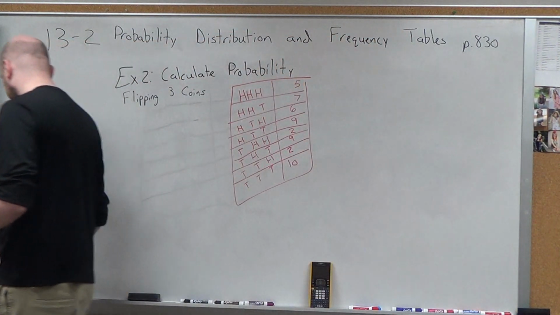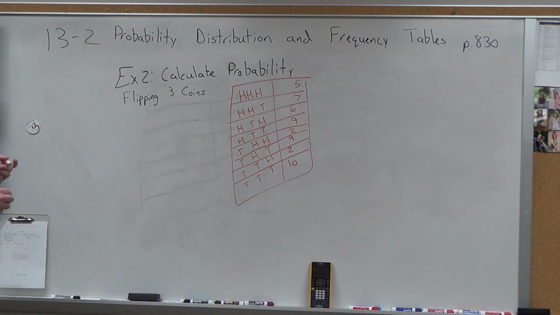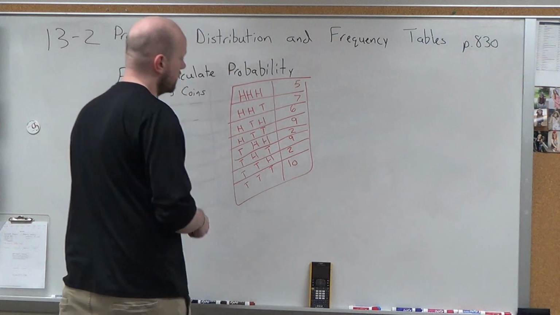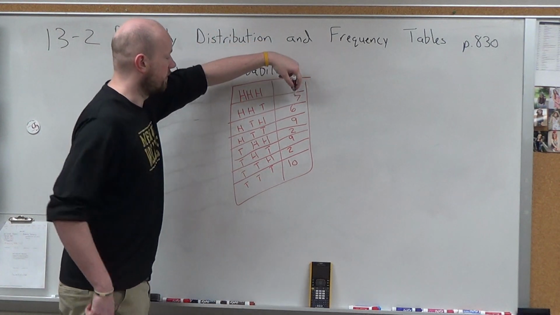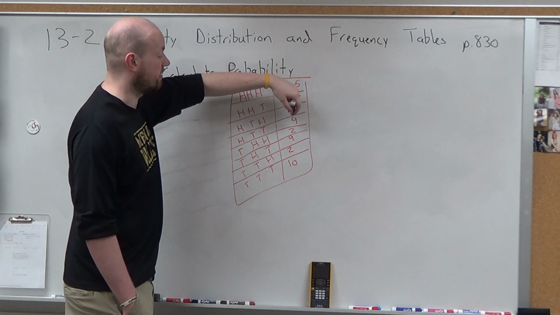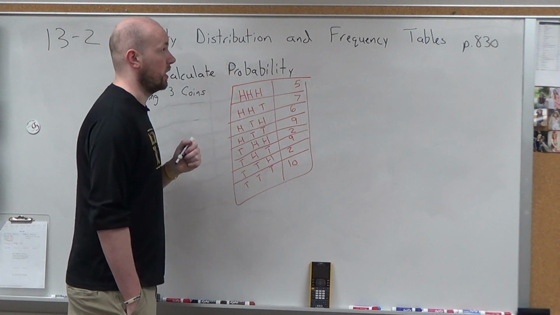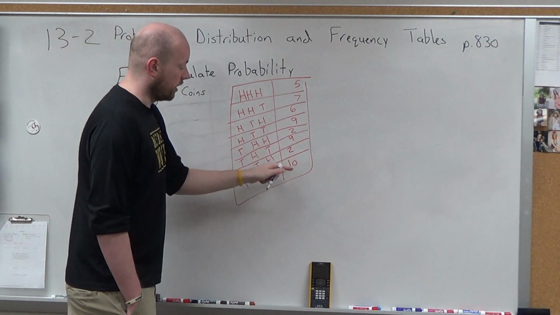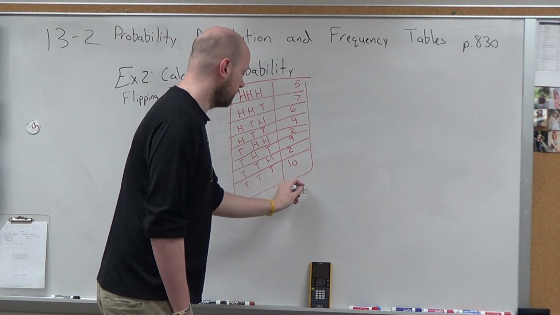So something like that. Now again, first step is we need to figure out our total. So our total in this case, 5 plus 7 is 12, plus 6 is 18, plus 9 would be 27, plus 2 would be 29, plus 9 would be 38, 39, 40, plus 10 is 50 total.